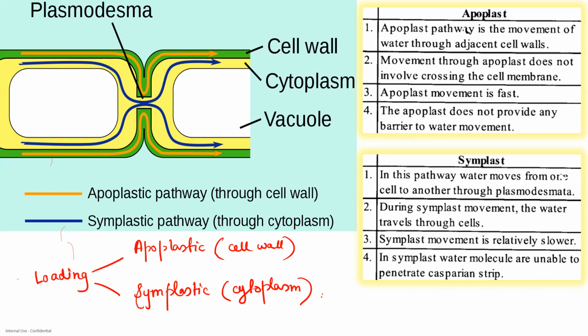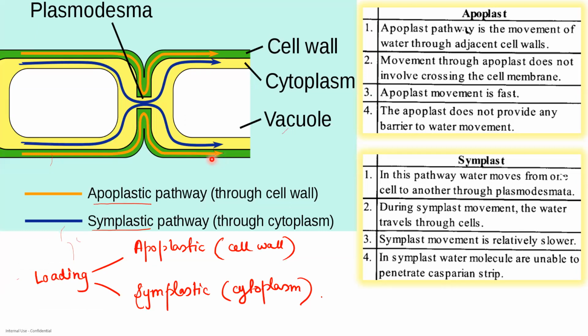Right? Look at this picture nicely. Look at this color code. This orange line or orange arrow is your apoplastic pathway, and this blue one is the symplastic pathway. See this blue arrow, it is going from the cytoplasmic region, traveling through the plasmodesmata and coming to the cytoplasm of the adjacent cell.